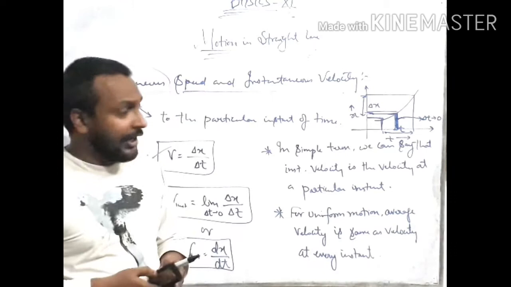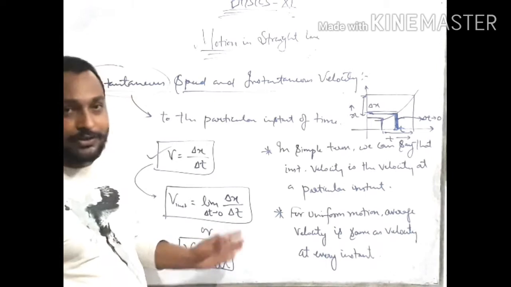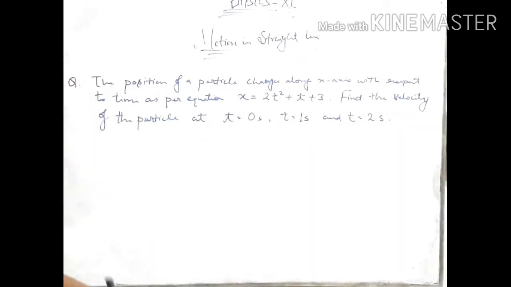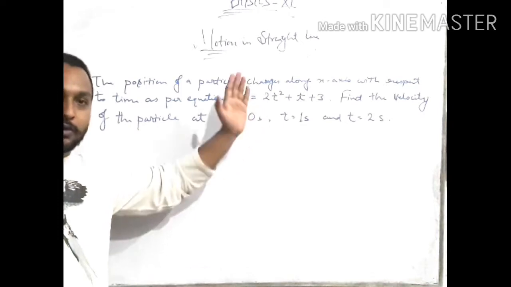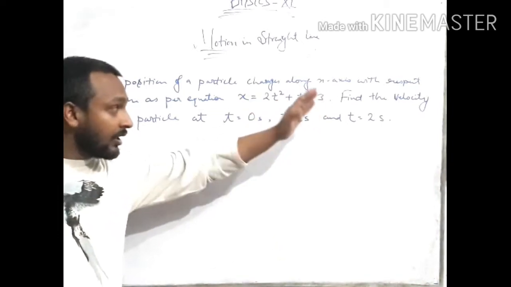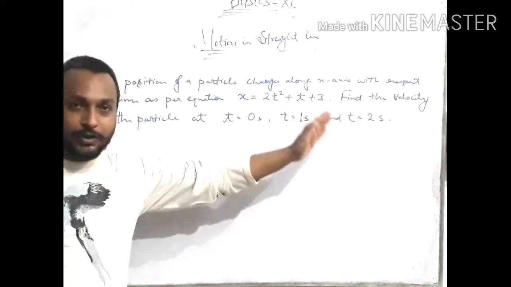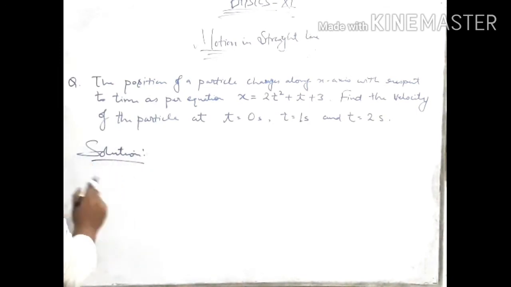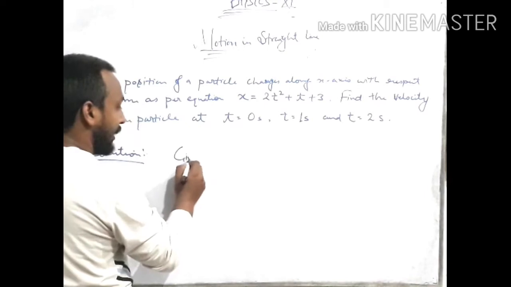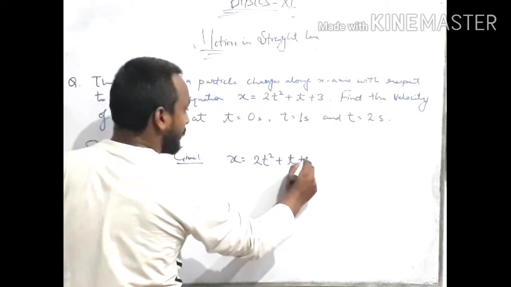Now I will explain one question on the basis of the formula v instantaneous equals dx by dt. The position of a particle changes along the x-axis with respect to time as per the equation x equals 2t square plus t plus 3. Find the velocity of the particle at t equal to 0 second, t equal to 1 second and t equal to 2 second. How to solve this one? Here the position is given as 2t square plus t plus 3.